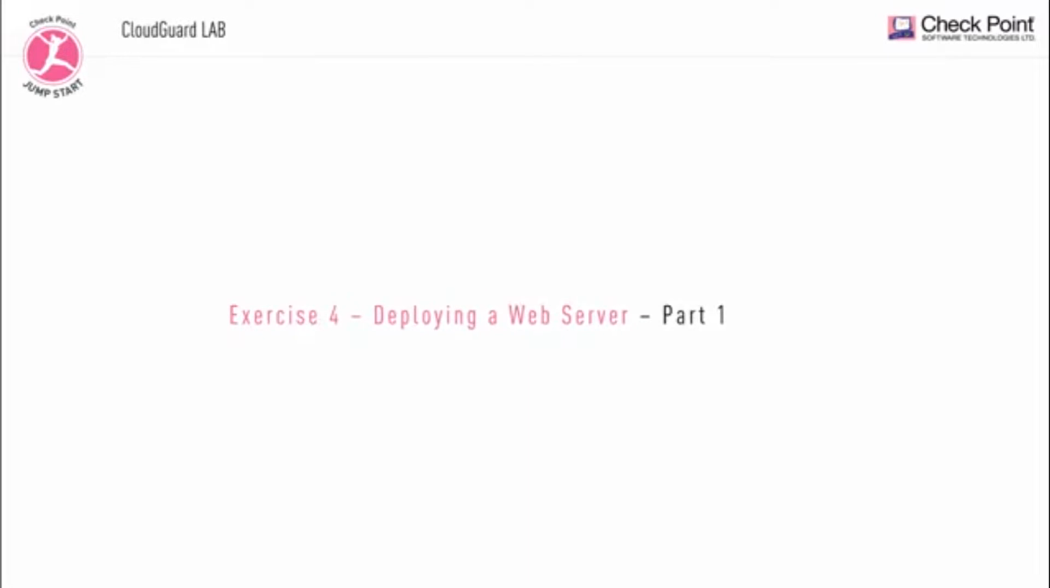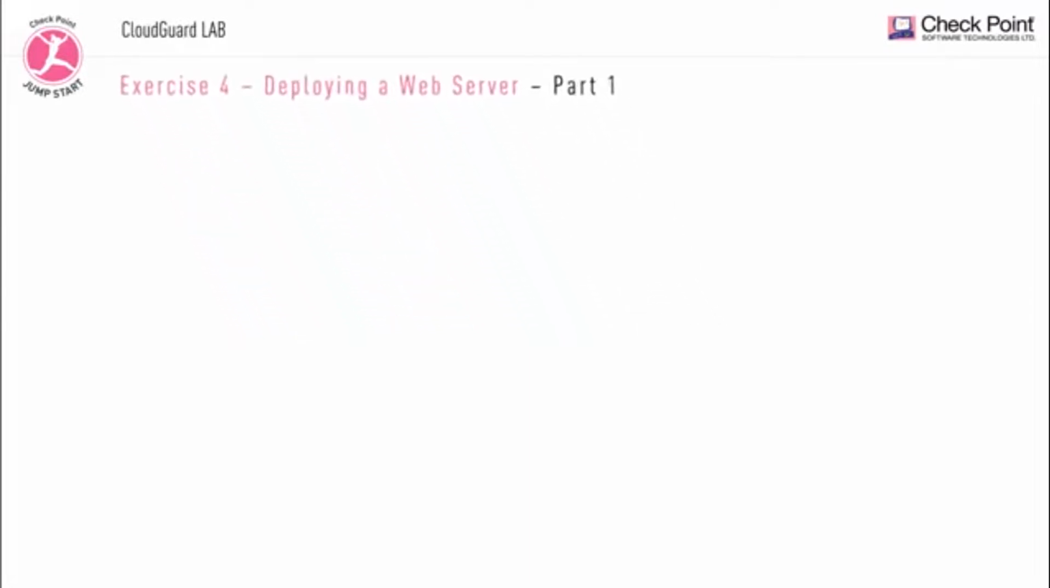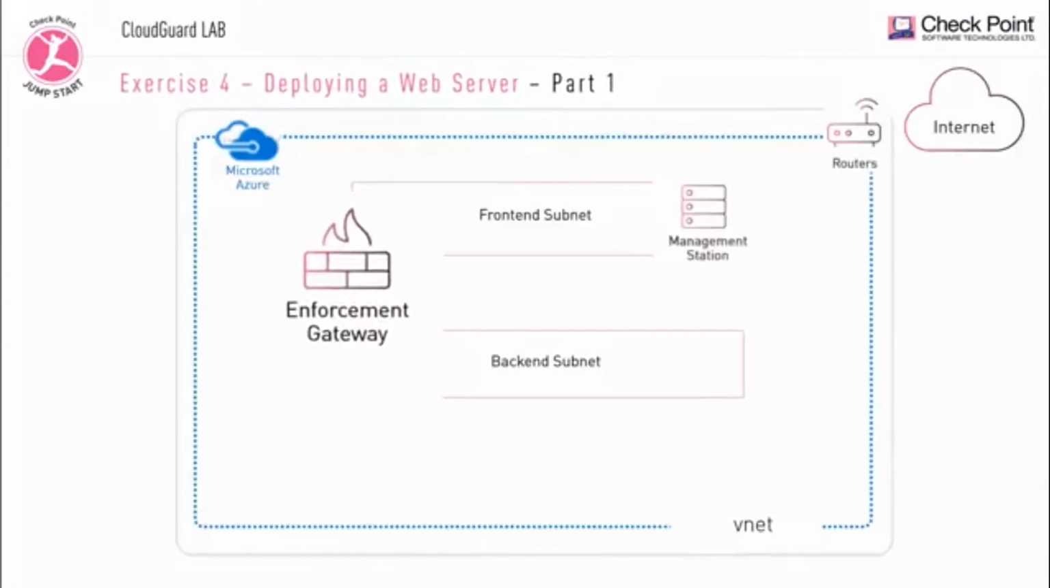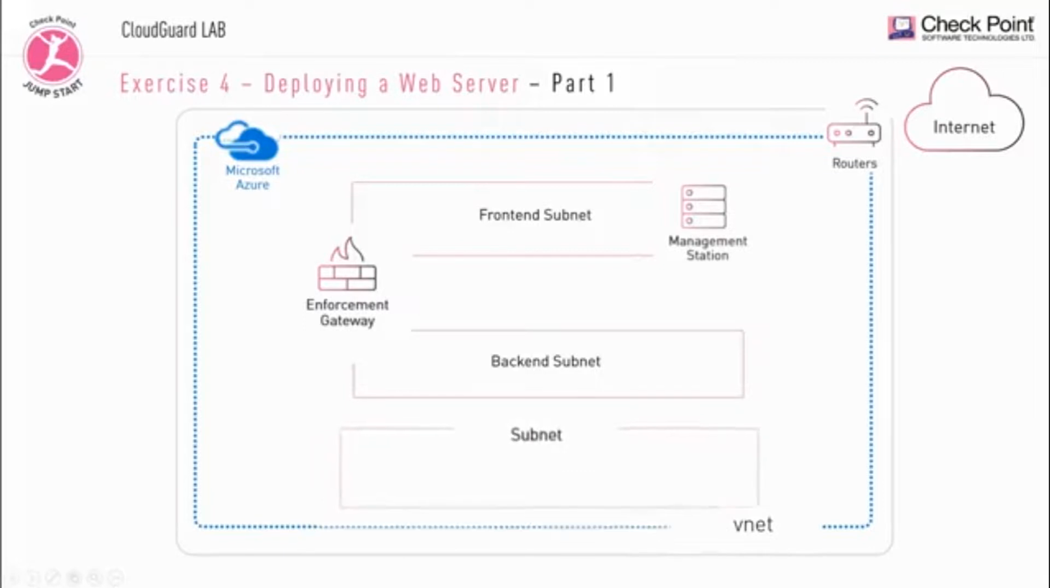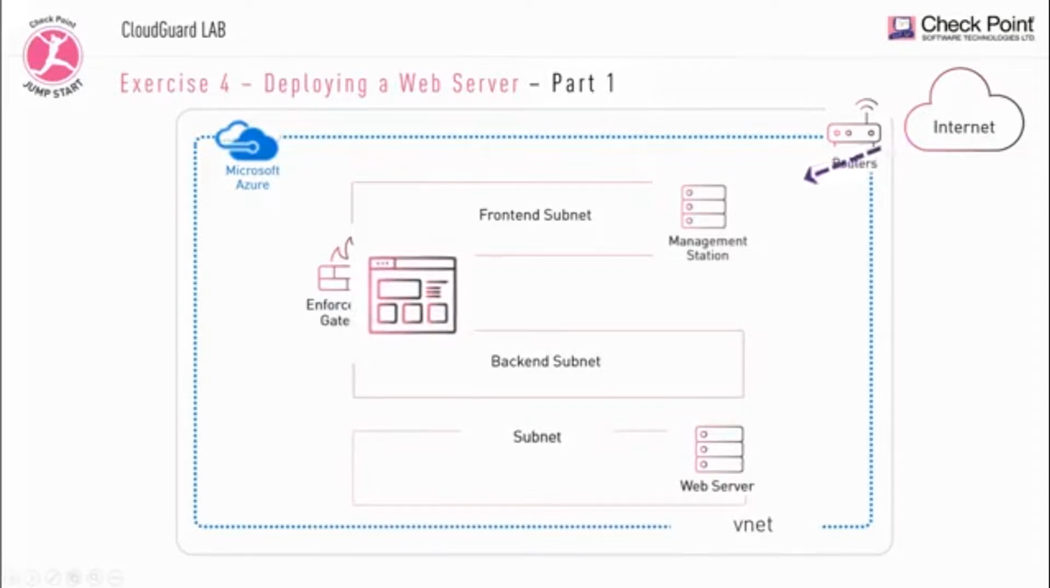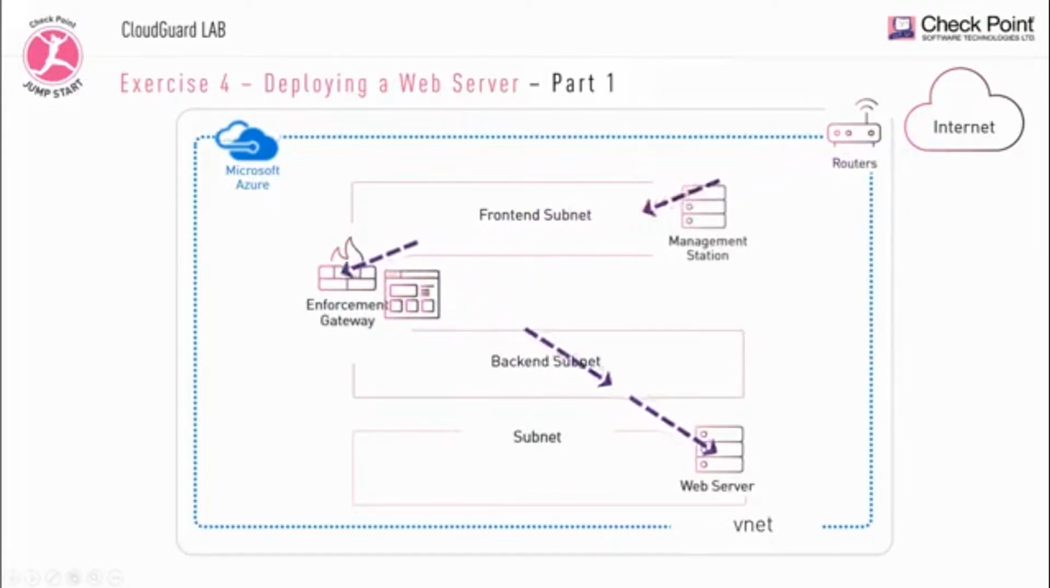In the previous exercise, we deployed a CloudGuard gateway, and we attached it in between the front-end subnet and the back-end subnet. In this fourth exercise, we're going to deploy a third subnet and install and deploy a web server on this subnet. Then we will configure a firewall policy, a NAT rule base, to be able to communicate to this web server from the internet.